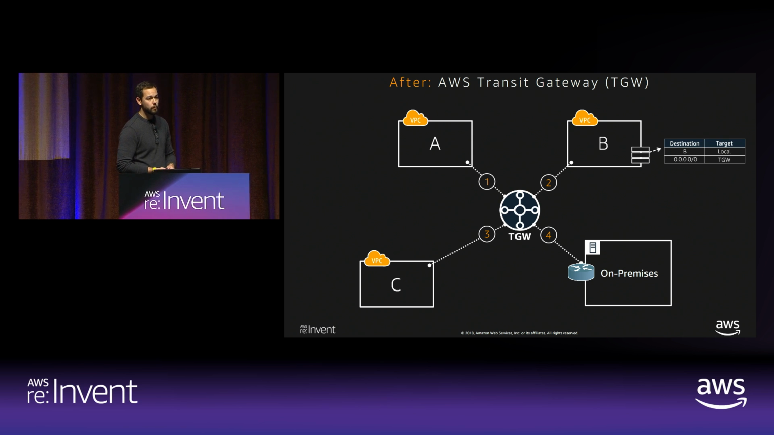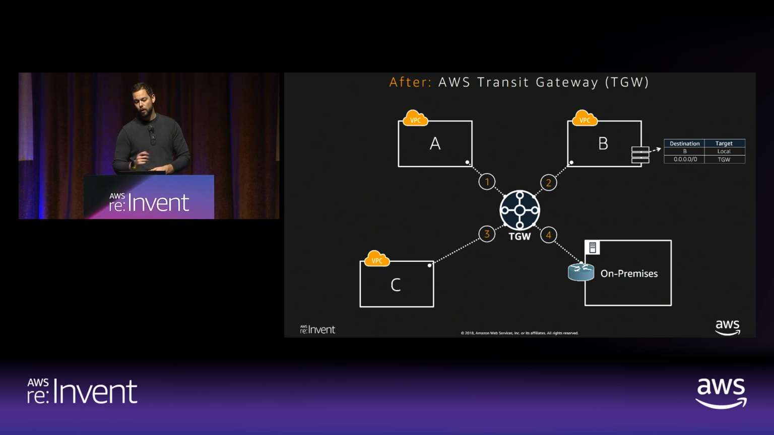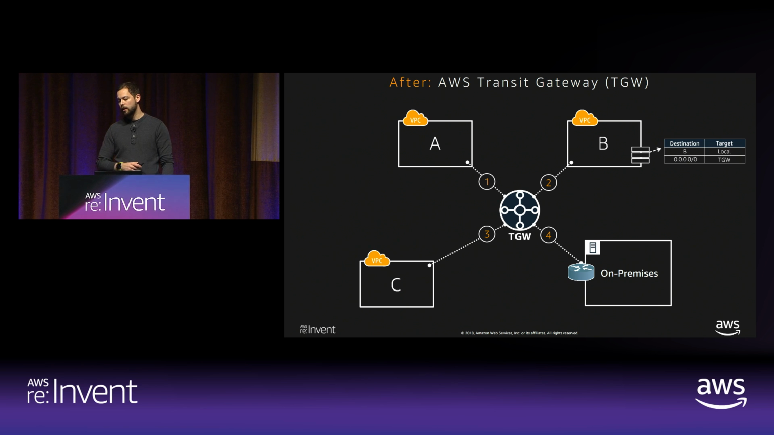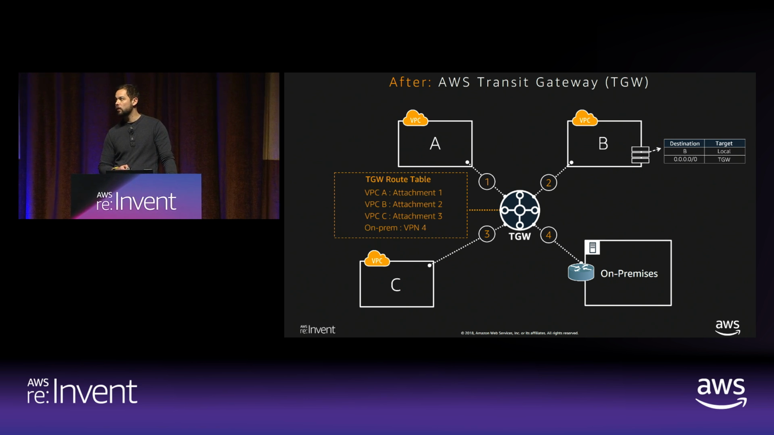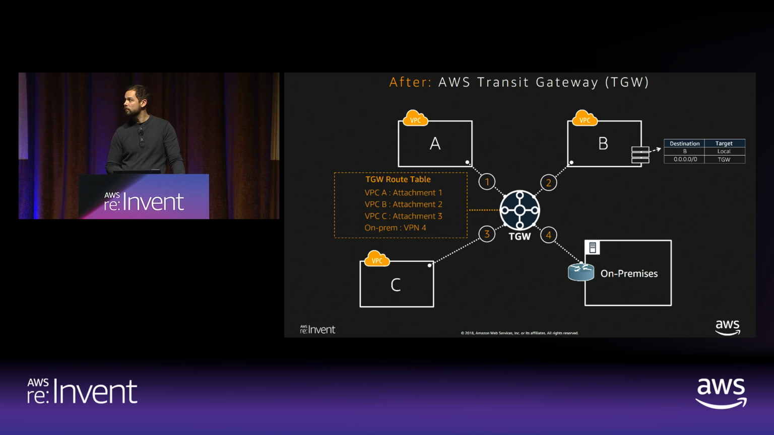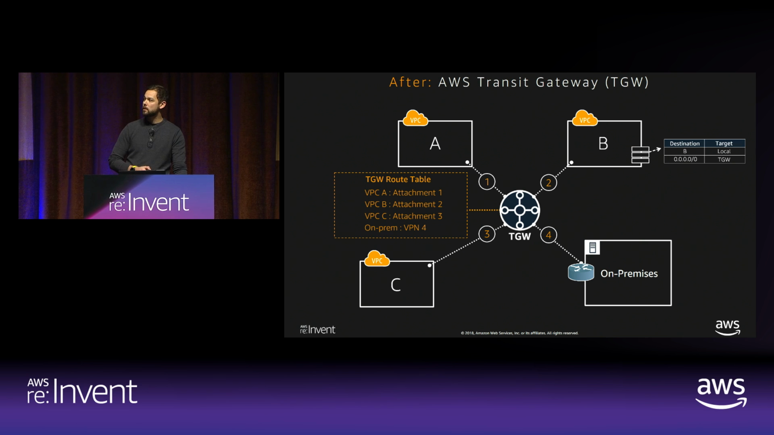Within the route table of VPC-B, we have to obviously have a route to the TGW. I've just chosen a default route here. Now, within the TGW, we have a route table that we can manage. So the TGW here, you can see we've got VPC A, B, C, and on premises inside the route table. So VPC A is via attachment A. On-prem is via VPN 4. So we've got a routing table there.